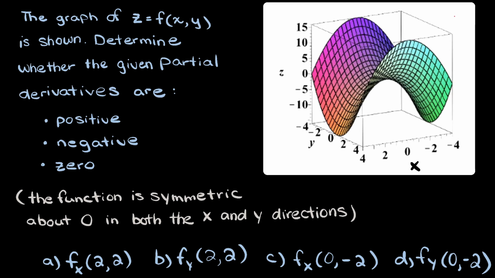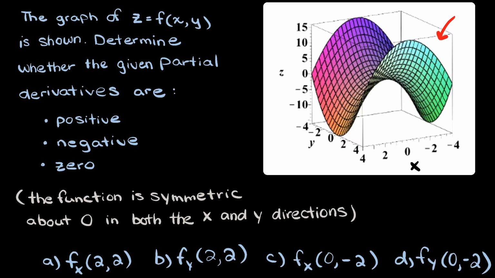In this example, we're going to try to visualize what we mean by partial derivatives. So here we have a graph of some function of two variables. It doesn't really matter what the specific function is, but here we can see we have a 3D graph. What we are asked to do is to determine whether the given partial derivatives, the ones listed at the bottom here, are positive, negative, or zero. It's not asking us to compute them, because that would be a bit more challenging. All we are asked to do is to figure out if it's positive, negative, or zero.